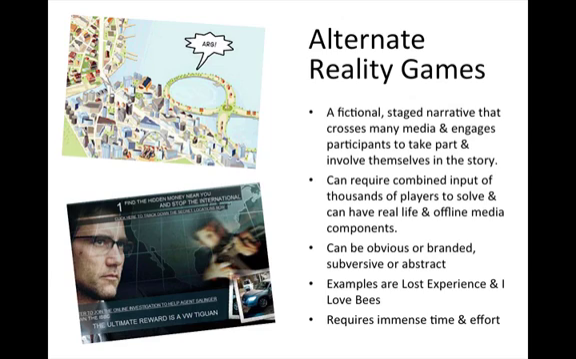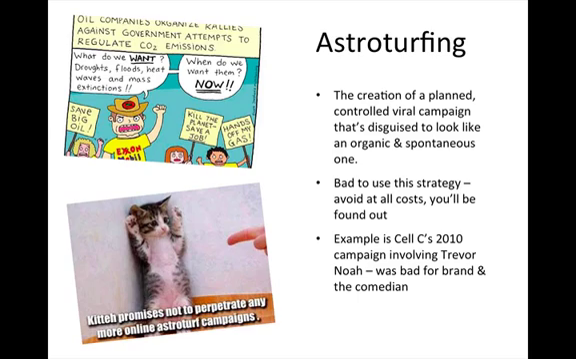Alternative reality games are another form of viral marketing. It's very engaging. People love playing these games. You can incorporate it very well with competitions. As you see, something like VW, they're using a game that's incorporated with a movie, and people absolutely love playing these games. Astroturfing is the creation of a planned and controlled viral campaign, but it's disguised to look organic. Not very nice to do this, a very bad strategy to follow.